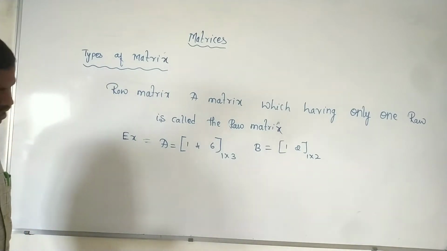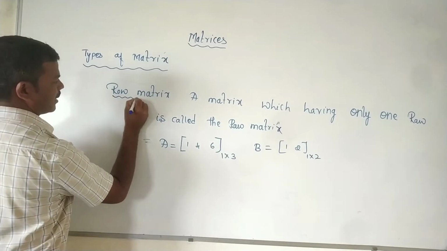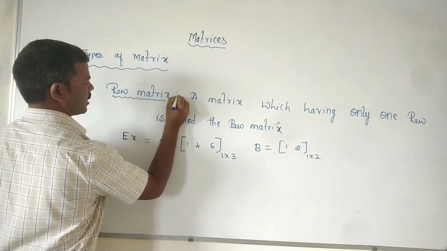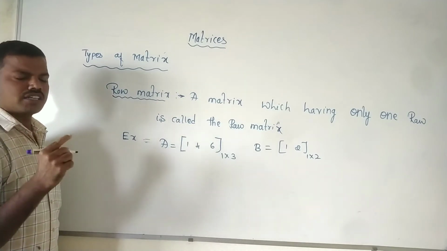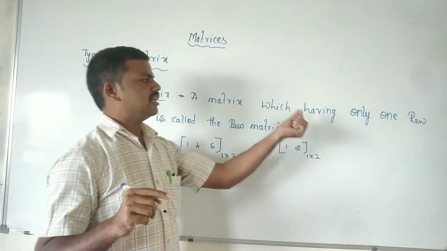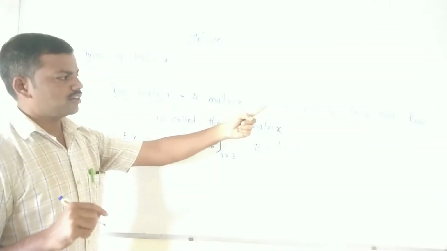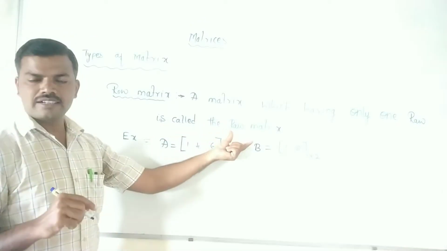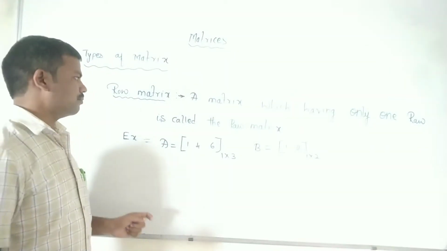Next we come to the column matrix. First row matrix, I think. So next, what is the column matrix? A matrix which having only one column is called a column matrix. A matrix which having only one row is called a row matrix. A matrix which having only one column is called a column matrix.